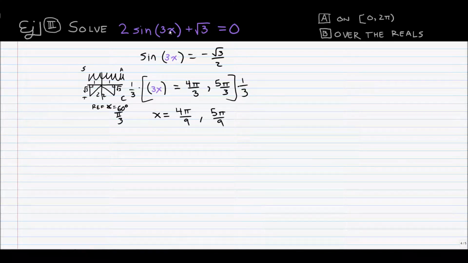I can actually plug in 4 pi over 9. That will give me a true statement up here. It'll make the whole left side equal 0. So good for us, we found two solutions. Now I get to go write it over there. But wait. Remember, sine of 3x.